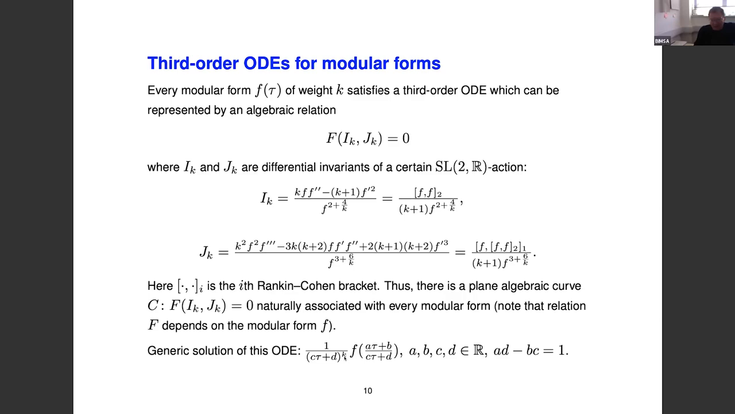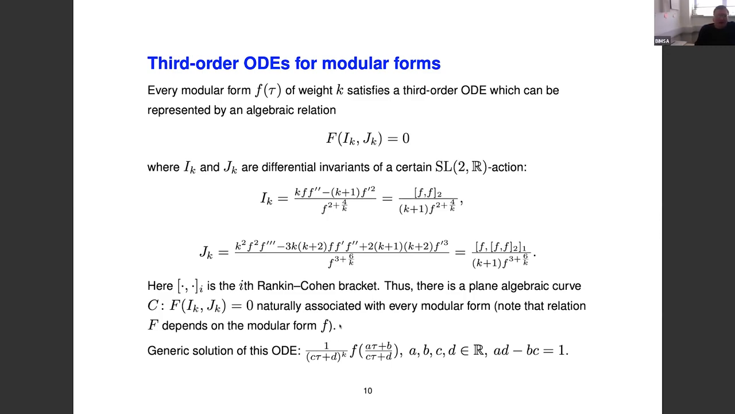K is the weight. Where in this formula, A, B, C, D belong to a matrix from SL2(R). Right? It's a group action. In fact, this IK and JK are invariants of this group action. All right.